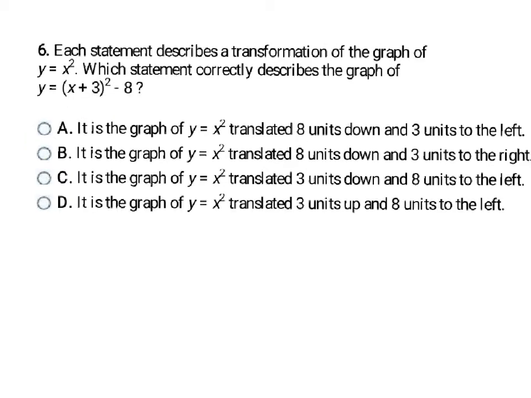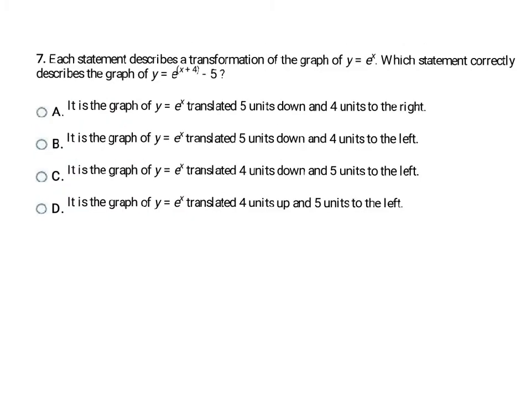Same thing here, we're going to look inside of the parentheses, we have a +3. So that's going to mean that it's going to shift to the left 3 units. And then outside of the parentheses, we have a -8. So that's going to shift down 8 units. And the answer choice that tells us that is letter A.